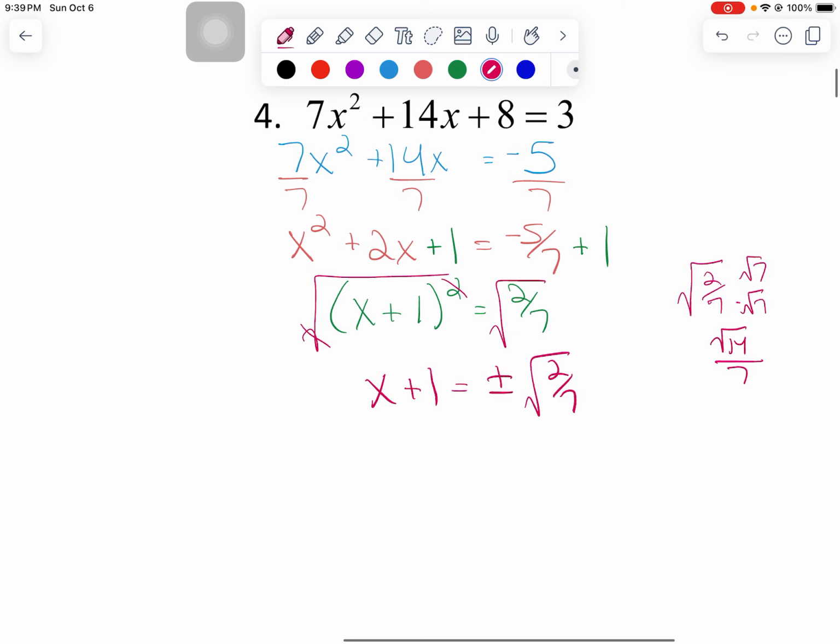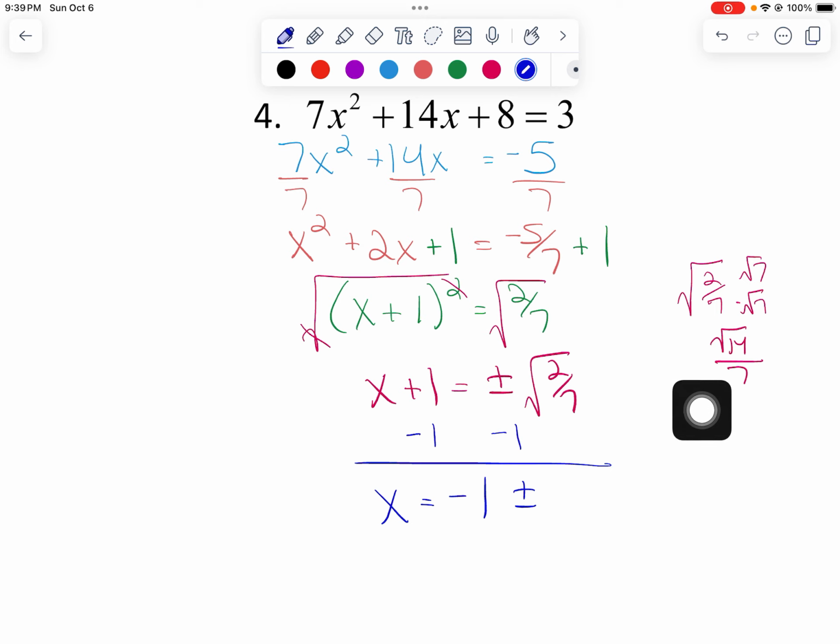And instead of putting this square root of 2/7, I'm going to pull in the rationalized version. So square root of 14/7. And there's my answer for completing the square on number 4. So another way to solve that you will be expected to know how to do is completing the square here. So there's question 3 and 4.